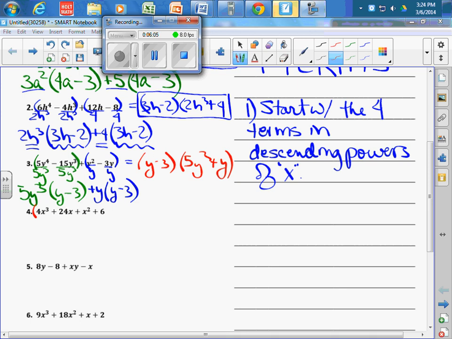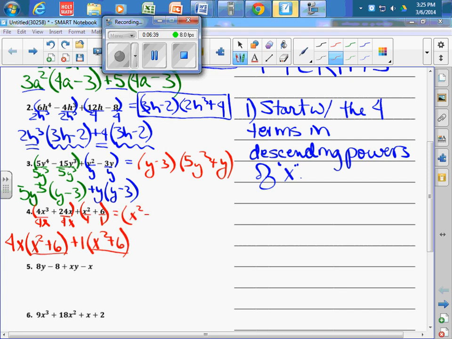We're going to group the first two together. We're going to divide by 4x. That's the greatest common factor. So you're going to have 4x times the quantity, x squared plus 6. We're going to group the last two together here. Now, what's in common between x squared and 6? Well, we only have a 1 in common, so we're going to write that 1 down times the quantity x squared plus 6. And when we factor out the x squared plus 6, when we pull that out, we're going to have 4x plus 1 left over.